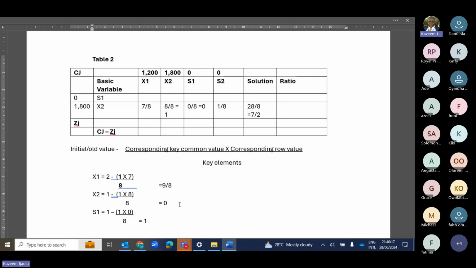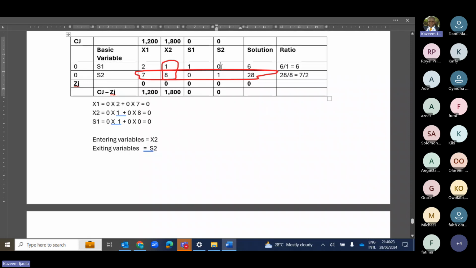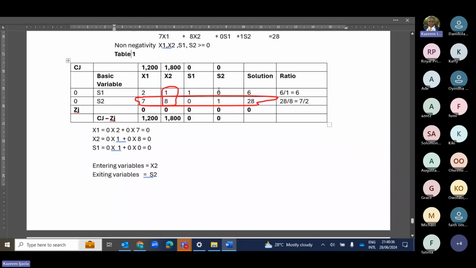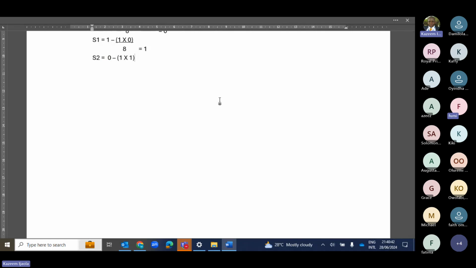So then the last one is your S2. For X2 now, what is the initial value for S2? Initial value is 0. It is 0 minus 1 multiplied by the corresponding row for that 0, which is 1 here. Then you divide it by 8. So what do you have? Minus negative 1 over 8. Then for the last one, the solution table.